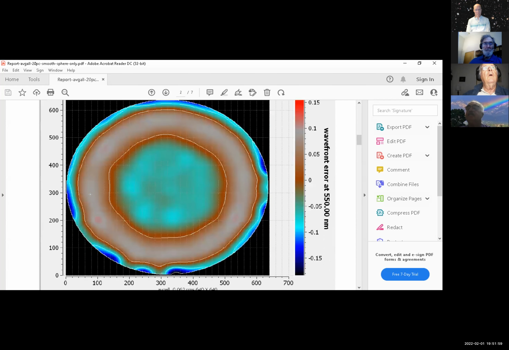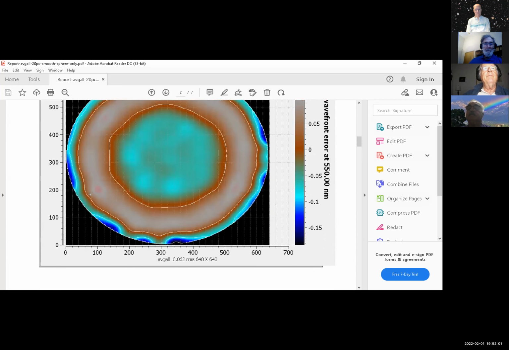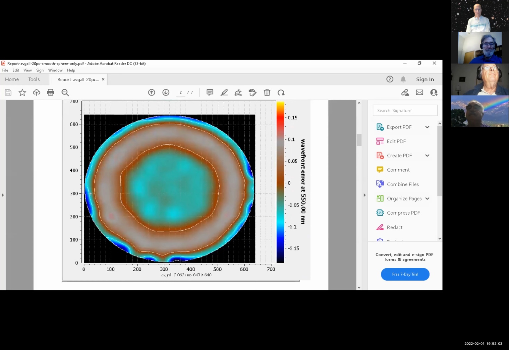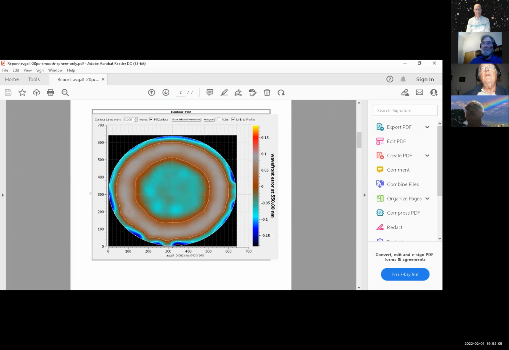So we go down here, this is what it looked like. And so you've got to remember that these contour plots are very, very small, the error. We're talking about wavefront errors of 1/10 of a nanometer, right?